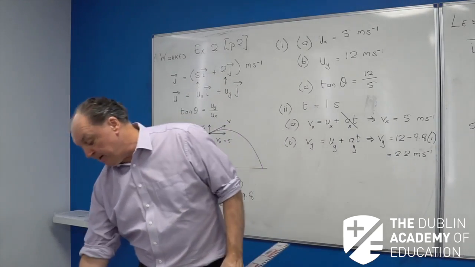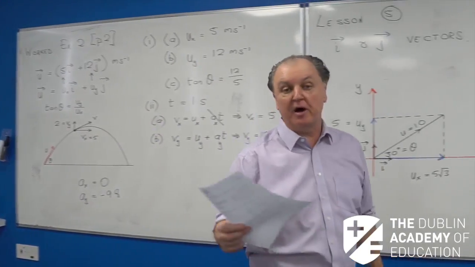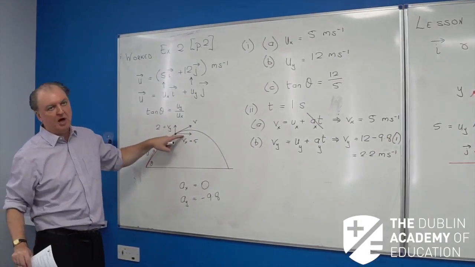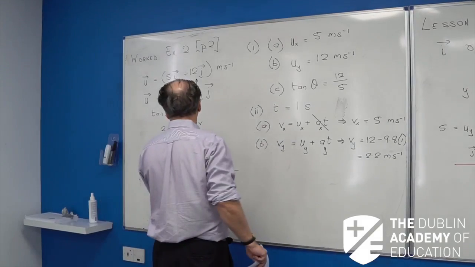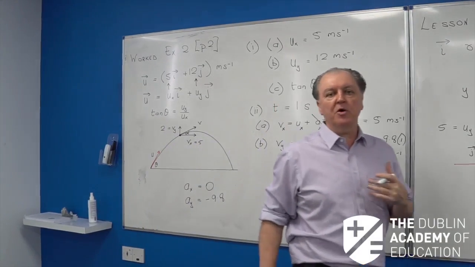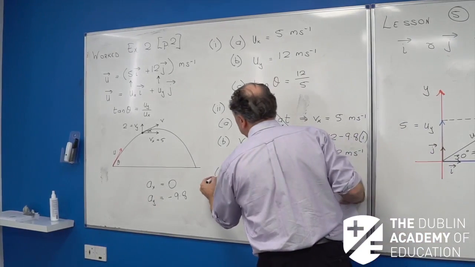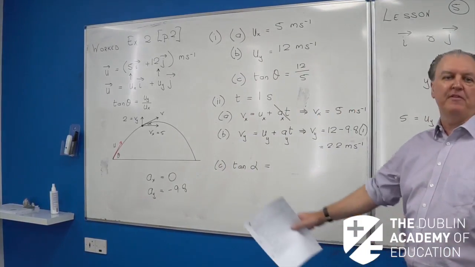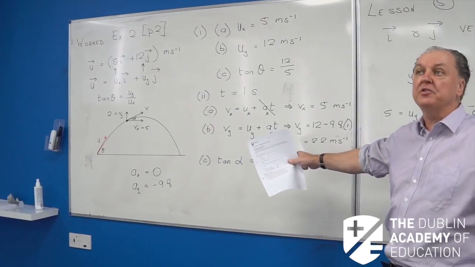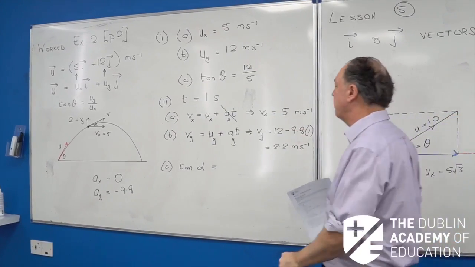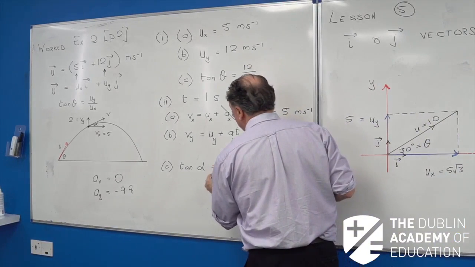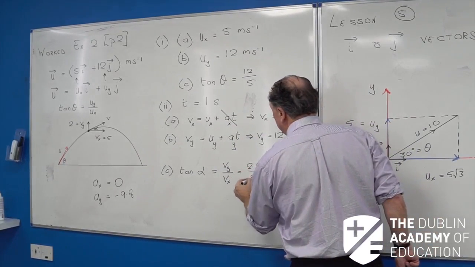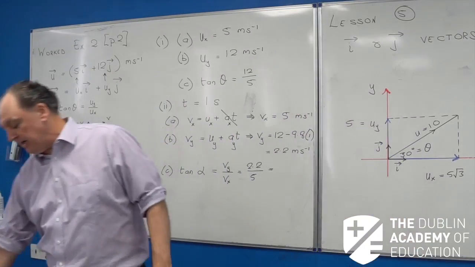So they're asking me in part C, what's the inclination of the particle to the horizontal? Well, there's your V vector there. There's the horizontal. Let's call that angle in there alpha. So once again, we're talking about finding tan alpha in part C. So tan alpha is, well look, you know every vector can be written in ij form. So tan alpha is the y component over the x component. It's going to be Vy divided by Vx. So Vy is 2.2 and Vx is 5. Let me put that into my calculator.